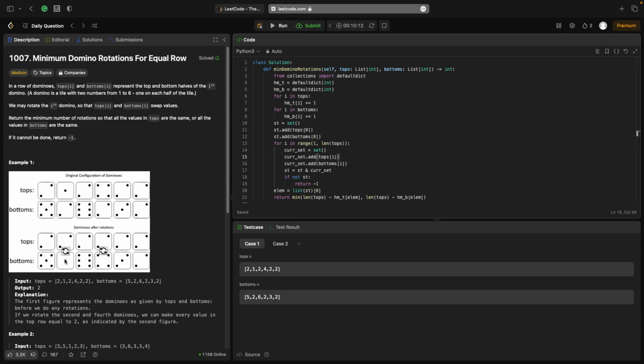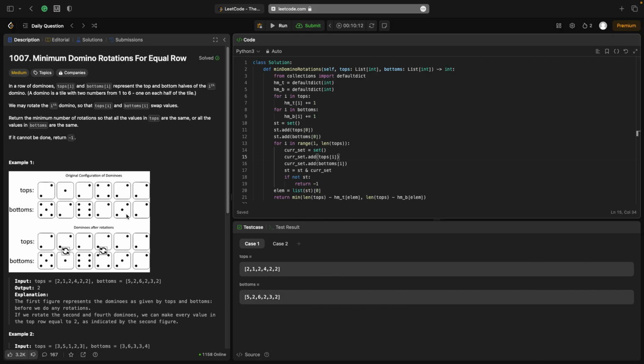In this example, we notice that the top row has 4 2s and the bottom row has 2 2s. So the most optimal way would be to make the top row have 6 2s rather than the bottom having 6 2s, because that will only require 2 swaps. But if you wanted the bottom to have all 2s, you will need four swaps. So that's the idea of how you solve the question.